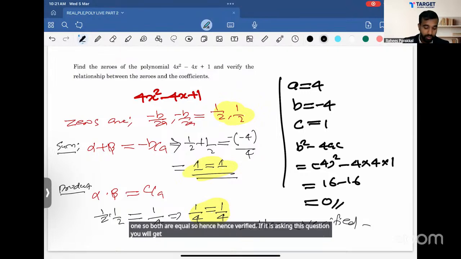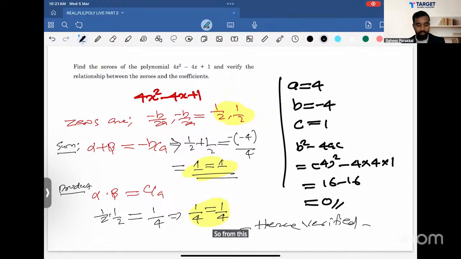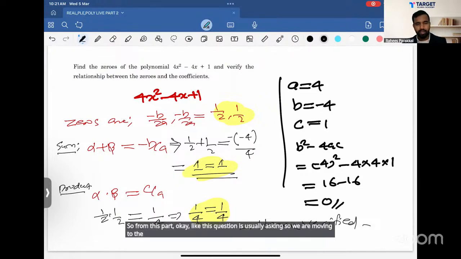3 marks question. It is very important. Please mark. You can expect a question like this. From this part, this question is usually asked. So we are moving to the next question. I hope this concept we are discussing up to this is crystal clear.